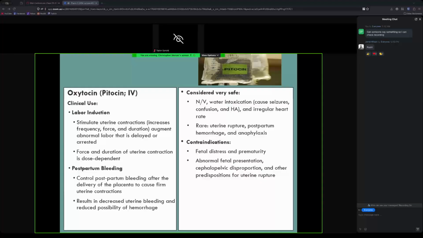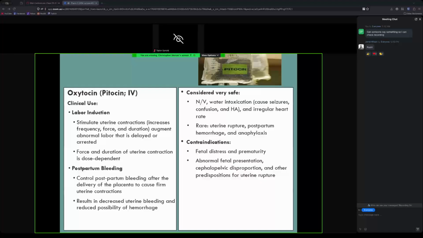There is a rare but serious possible adverse effect, uterine rupture or postpartum hemorrhage. So basically, this is paradoxical, right? Because the uterus gets overstimulated and exhausted.